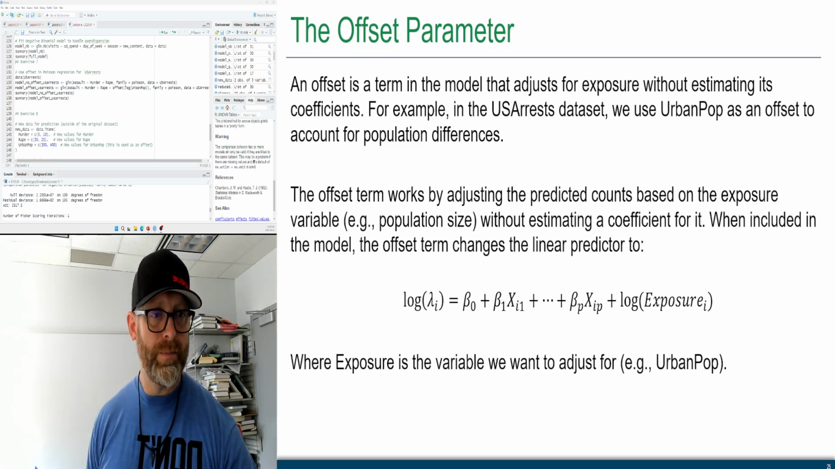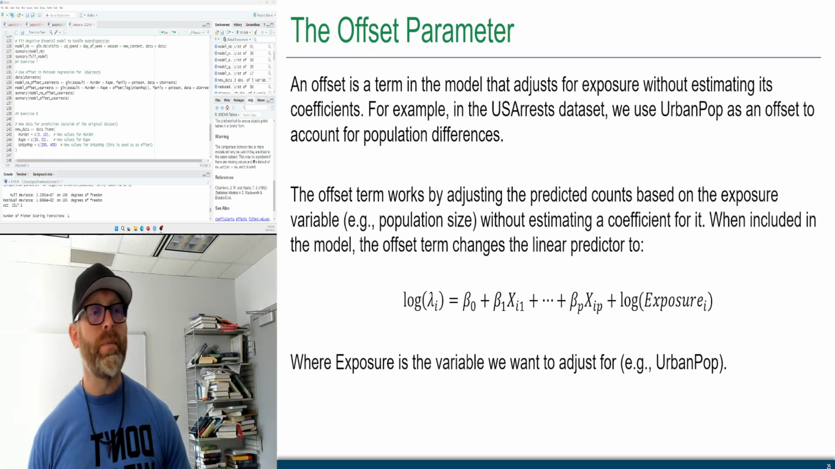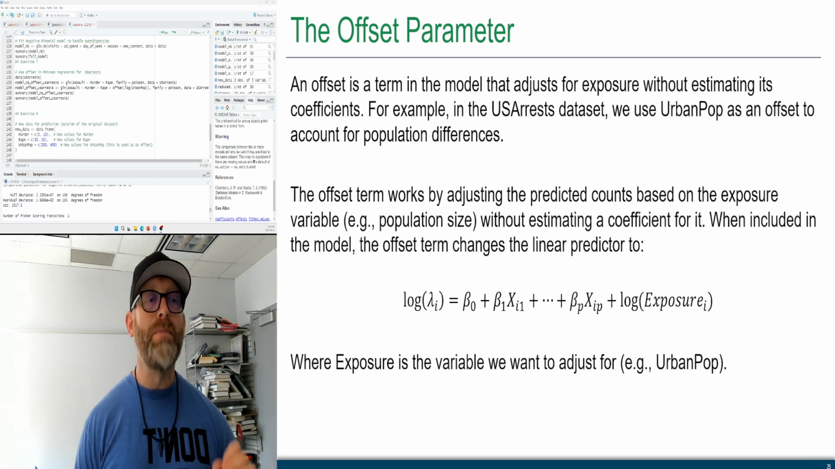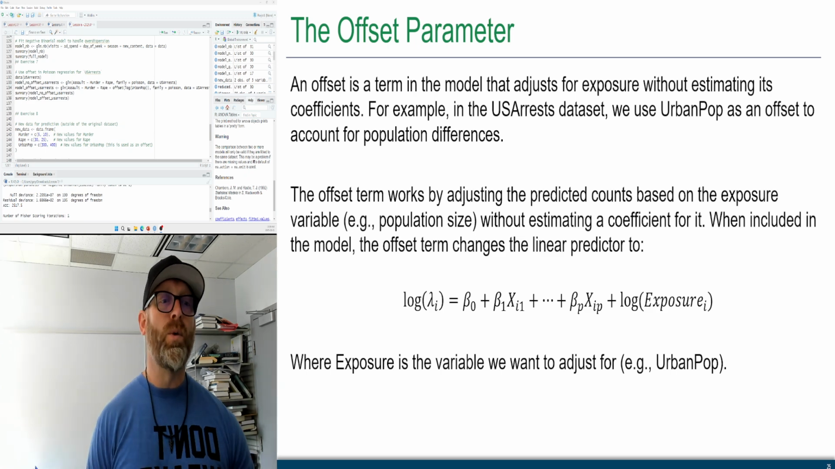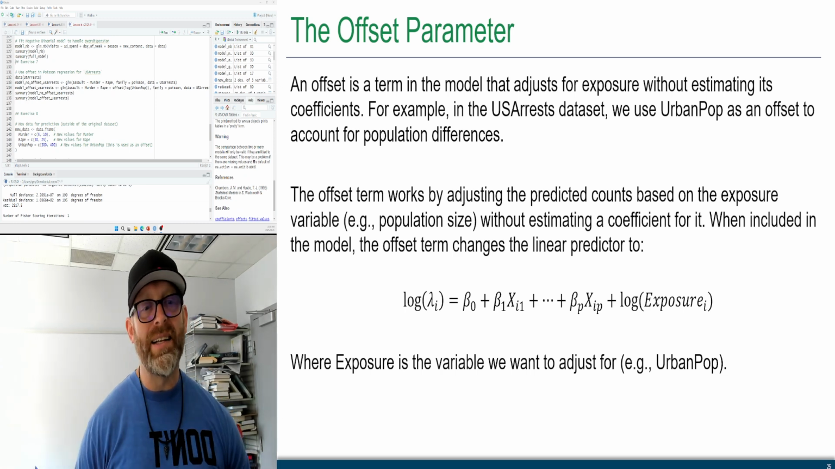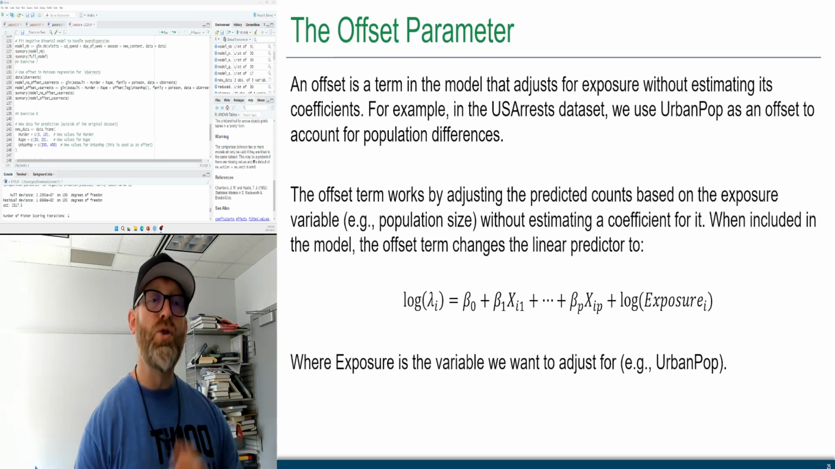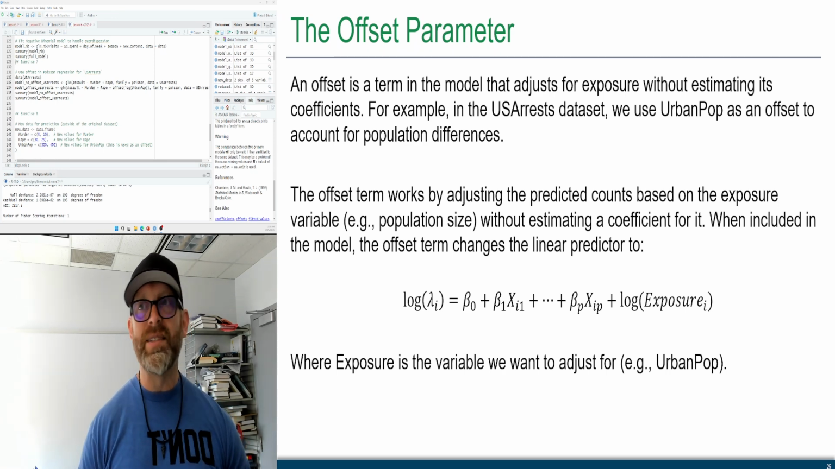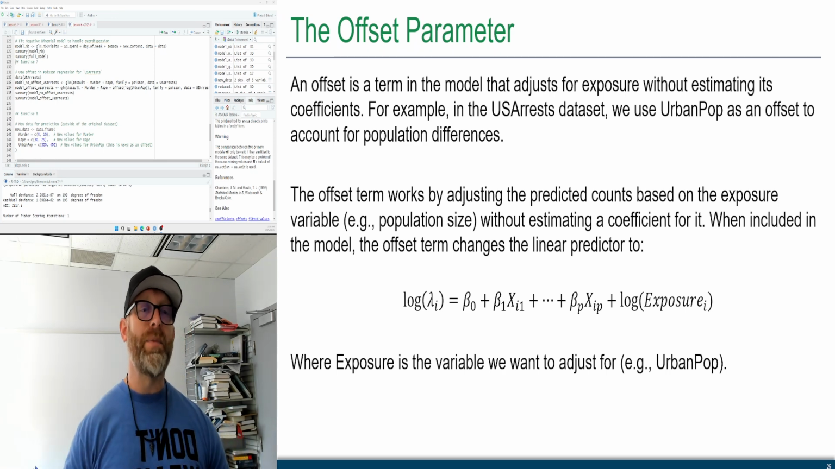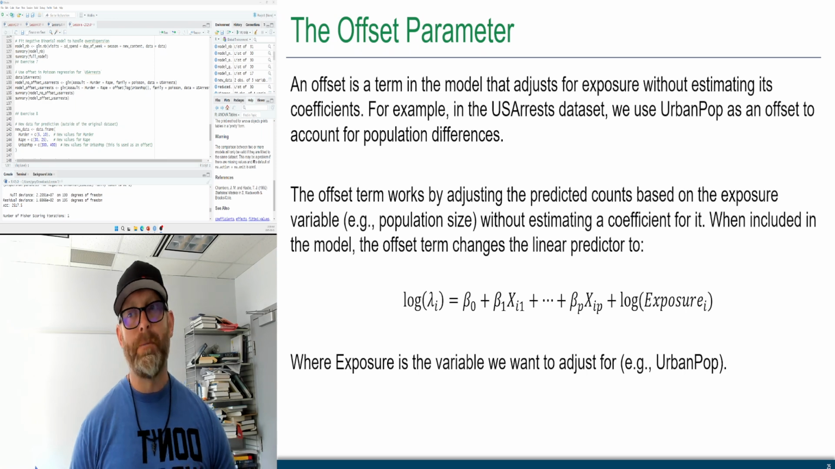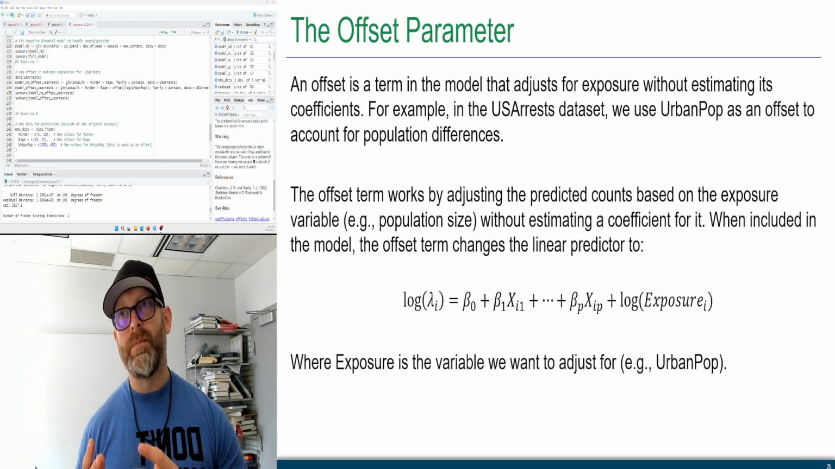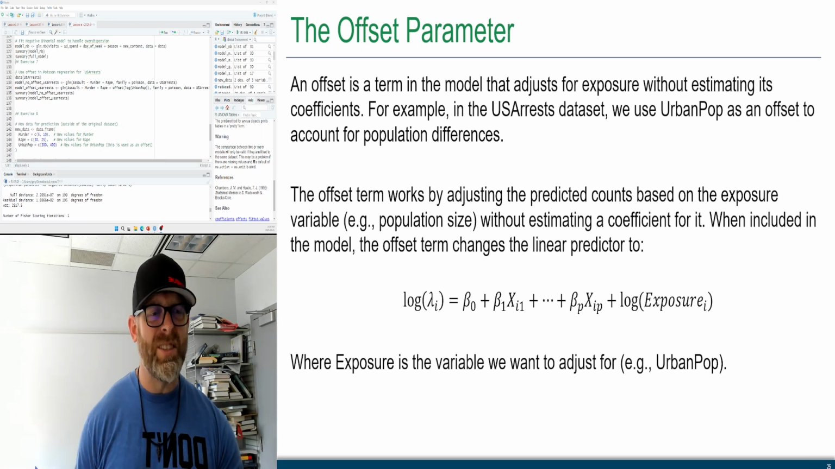All right. So an offset is a term in the model that adjusts for the exposure without estimating its coefficient. What I mean by that is it's not part of the model itself. There's no coefficient that is assigned to this offset. It's just something that we add or subtract based upon the information that we provide. But you'll see that in just a second.